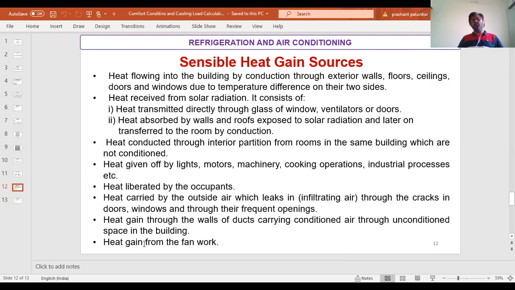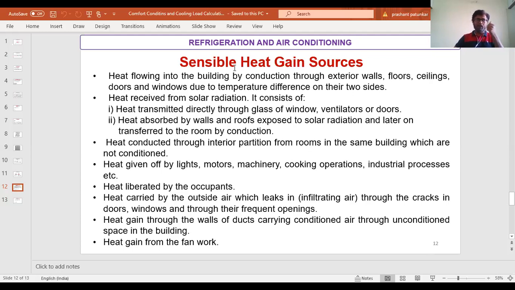Then the below two mentioned sources are nothing but miscellaneous sources, I will say. The heat gain through the walls of the ducts carrying the conditioned air through the unconditioned space in the building. It means that suppose you are in a commercial building, say a large bank or a large office, a theater or a mall, then you cannot have a number of window air conditioners installed there, isn't it? So you would have a centralized air conditioning system where the air would be conditioned at one particular location, and that conditioned air would be passed through the ducts, which are nothing but rectangular or circular pipes. So this conditioned air will be passed through the ducts and injected into the space that has to be conditioned.